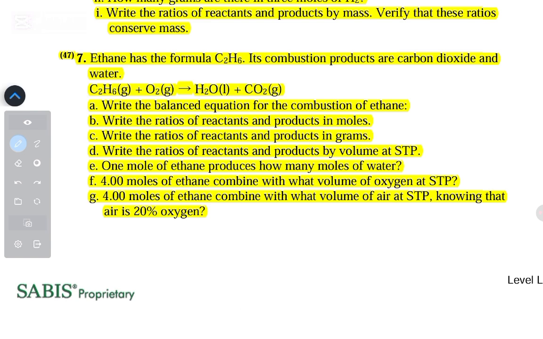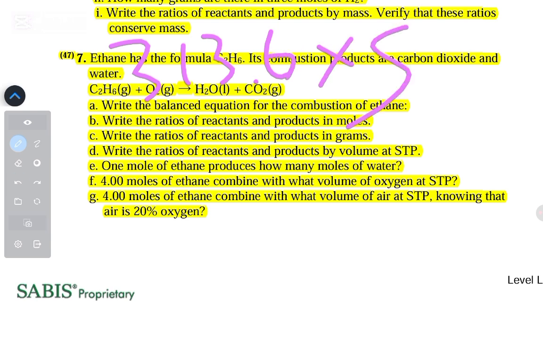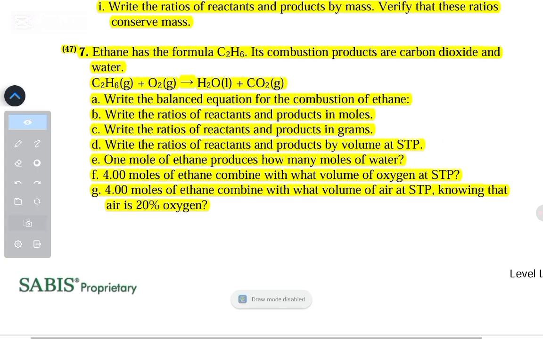4 moles of ethane combined with what volume of air at STP, knowing that air is 20% oxygen. So air is 20% oxygen. Let's make that 100%. So just multiply the 313.6 that we found by 5. You get 1568. Yes, 1568 for the volume. That's it. It's like the one we get in the quiz all the time. The same type of question. Okay, next one.